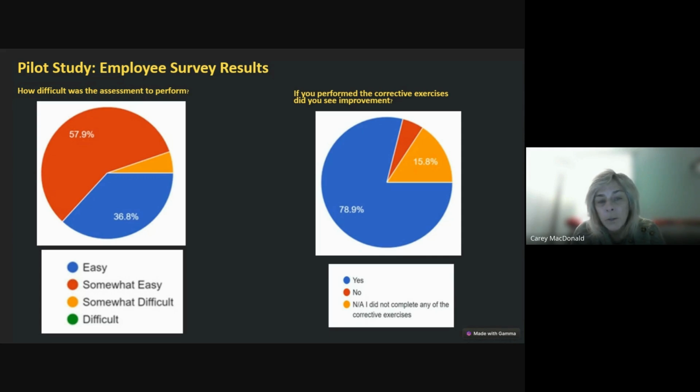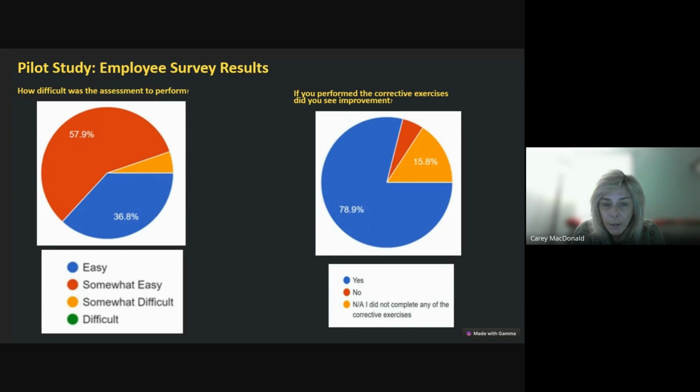And then the next one that we pulled out that we thought was pretty cool was, if you performed the corrective exercises, did you see improvement? So obviously, if you're not going to do the work, you might not see improvement. But if you did do the exercises and you did see improvement, how did you feel about that?